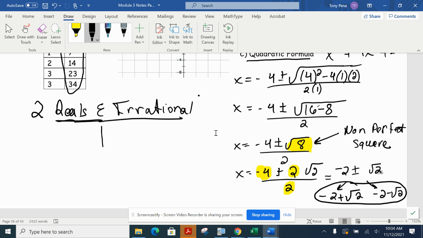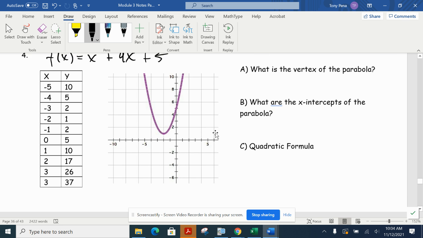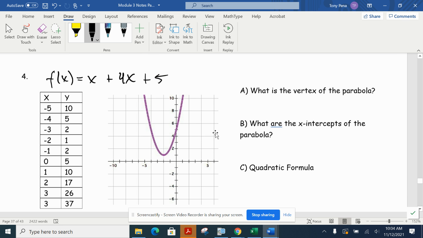Henry, are you good so far? Somebody, they don't have the... oh, I see. Yeah, it's x squared plus 4x plus 5. That's a good call. That's your equation. X squared. That's an x squared also. There we go.